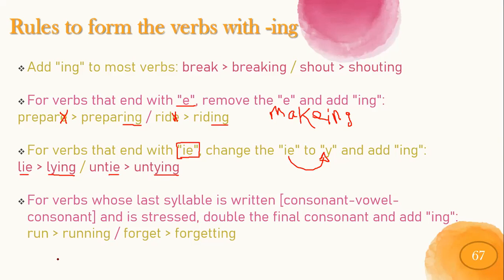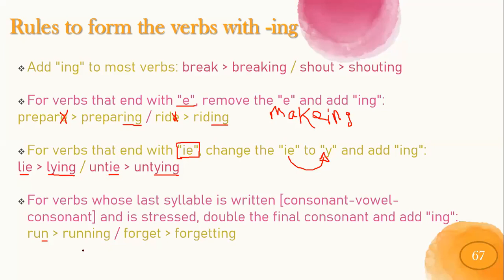The last thing that we have to pay attention to when adding ing to the verb: if the last syllable of the word, if you still remember what we mean by syllables, part of a word, ends with consonant, vowel, consonant, and it has a short vowel sound, and we are stressing on it, then you have to double the last consonant.